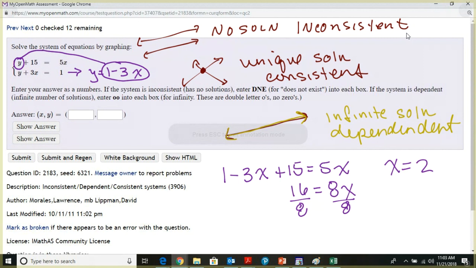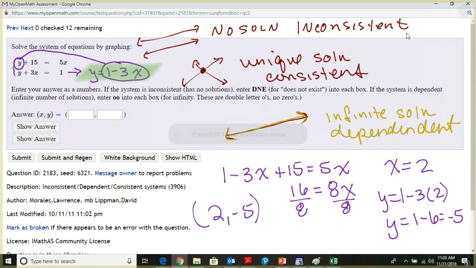So now what we're going to do is just plug that in to either equation. Actually, there's a 3 here. I'm going to plug it into the one that I had solved for y. So y is equal to 1 minus 3 times x, which means 1 minus 6, which is negative 5. So that gives me the solution 2, negative 5.